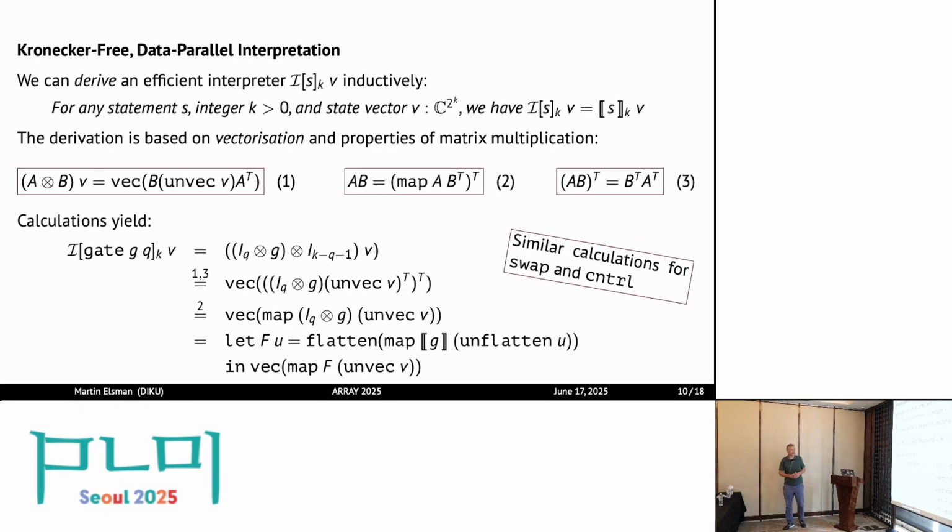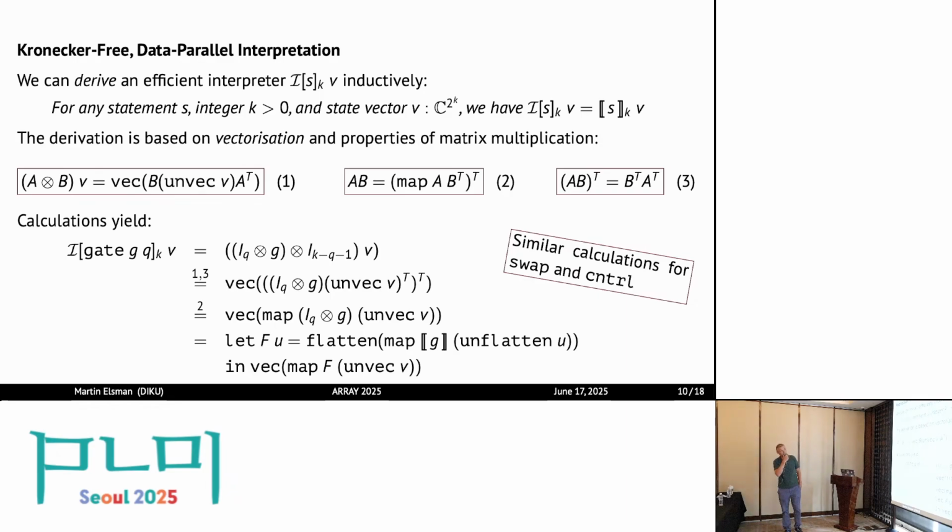So now to the notion that we can actually do better than first computing the huge matrix and then applying matrix-vector multiplication. We want to do this inductively for any statement S, integer k and state vector. We want to say that we can create an interpreter for states that immediately applies to a vector, and that needs to be the same.